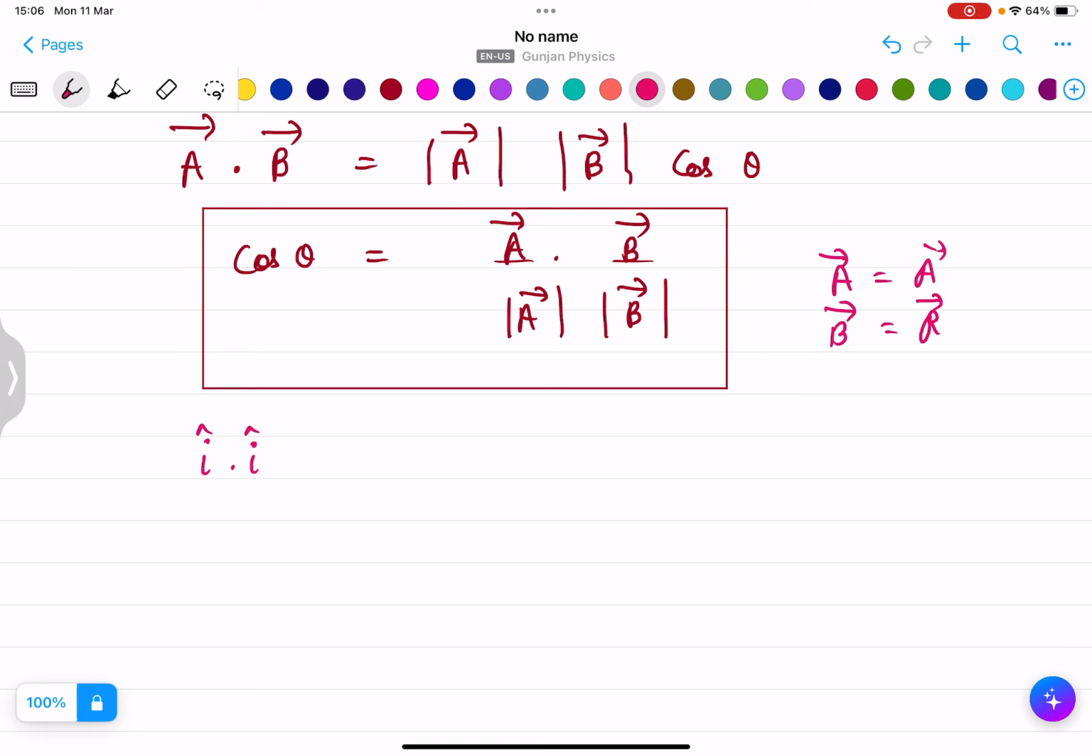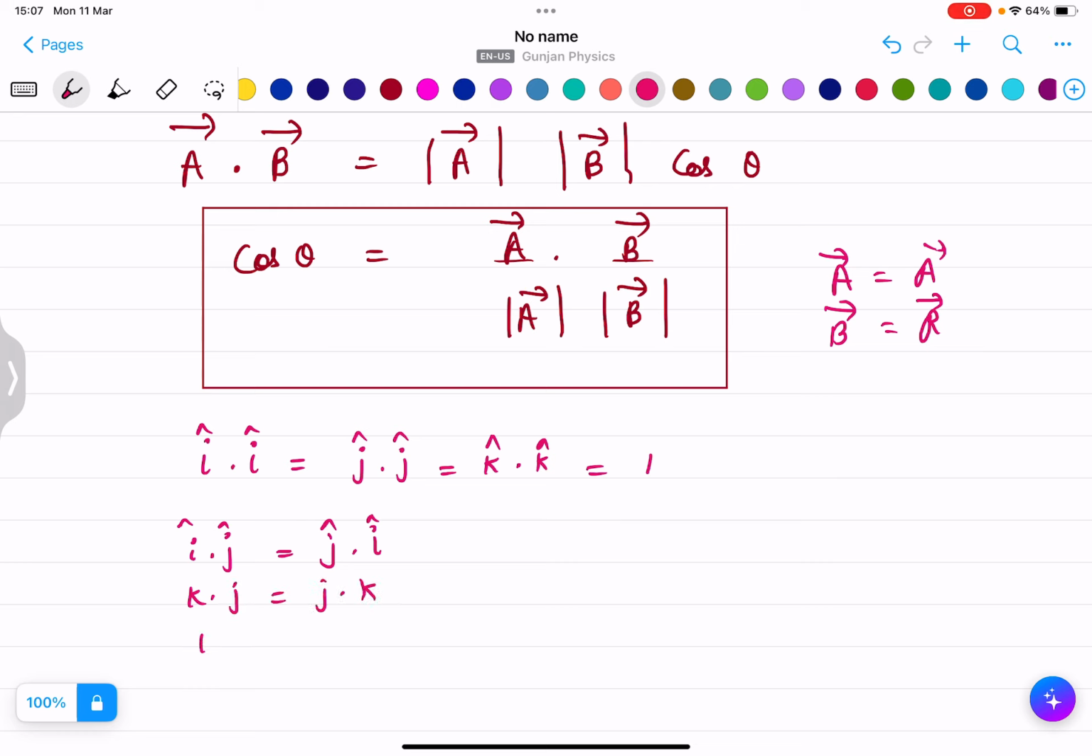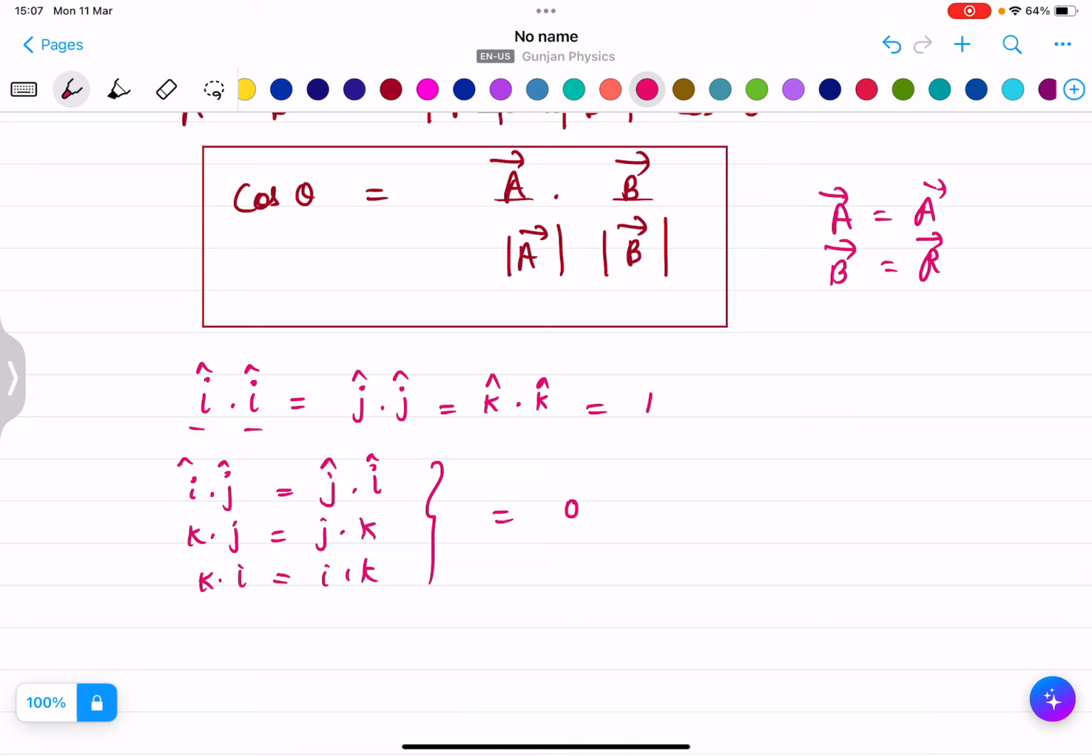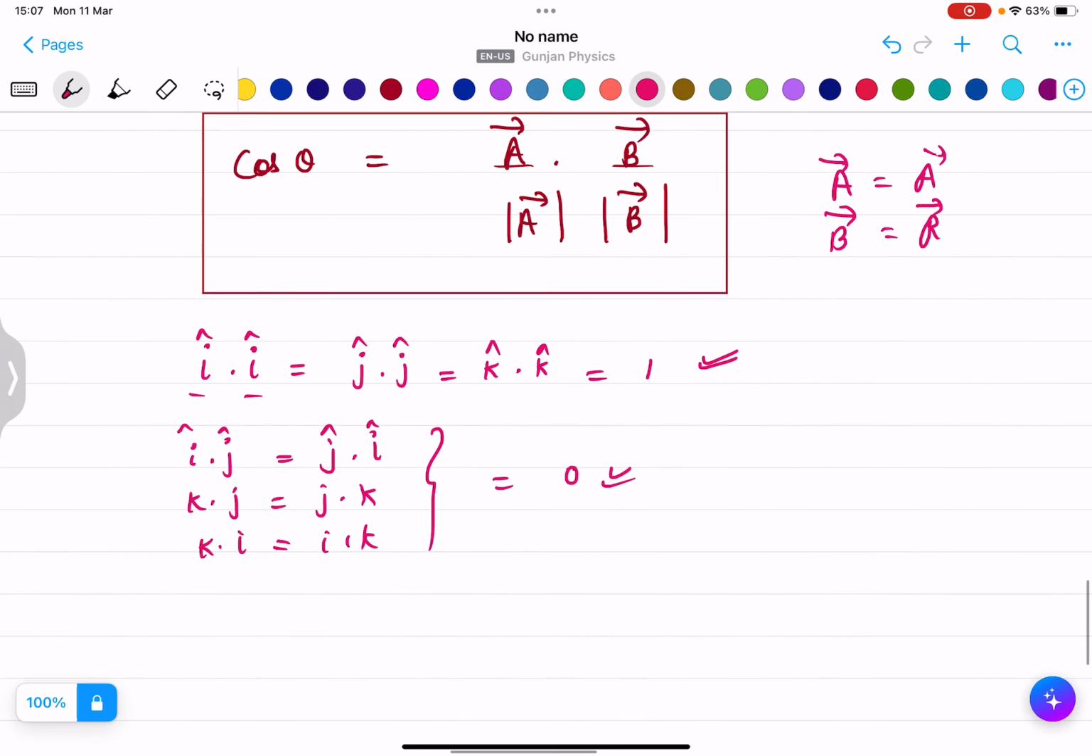One more thing: when we do the dot product, we must remember I dot I equals J dot J equals K dot K equals 1, and I dot J equals J dot I, or K dot J equals J dot K, or K dot I equals I dot K. These are all equal to 0. That means if we multiply the same I, I, J, J, K, K, we get 1, and if we multiply different ones, we get 0. Only this you need to remember, because we are doing the dot product here.